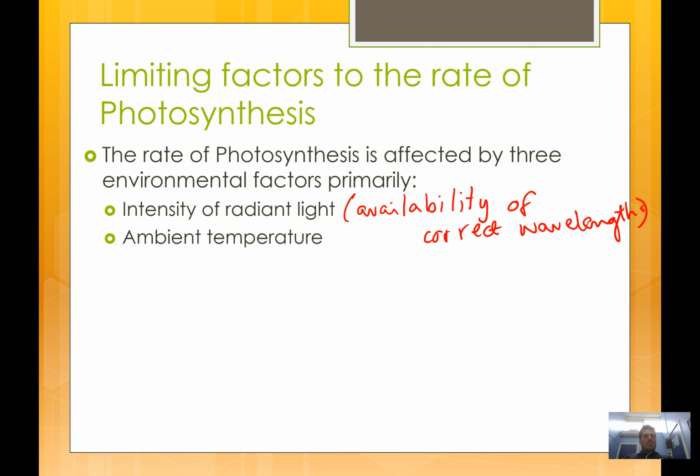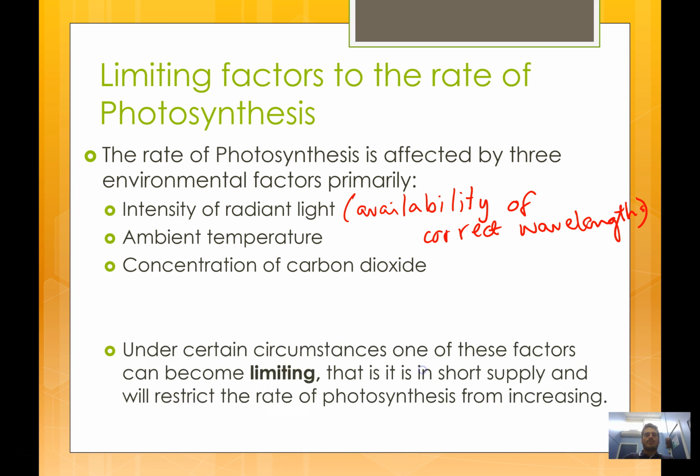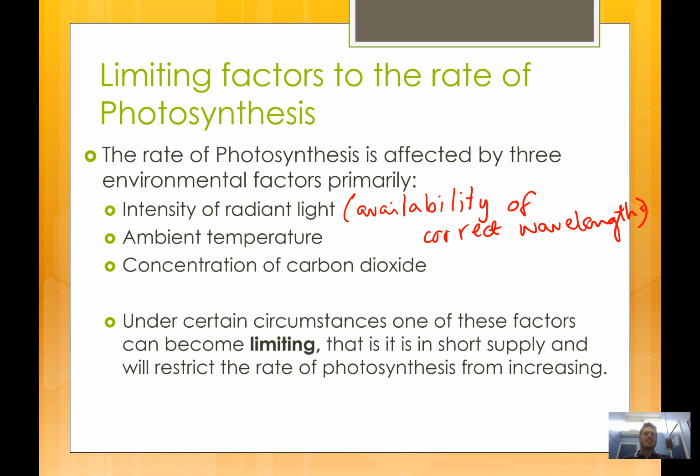Ambient temperature, so different temperatures can affect this, and the concentration of carbon dioxide. These are the main 3 things that will affect photosynthesis. Under certain circumstances, one of these factors can become what we call limiting. That is, it's in short supply and it's going to restrict the rate of photosynthesis increasing.